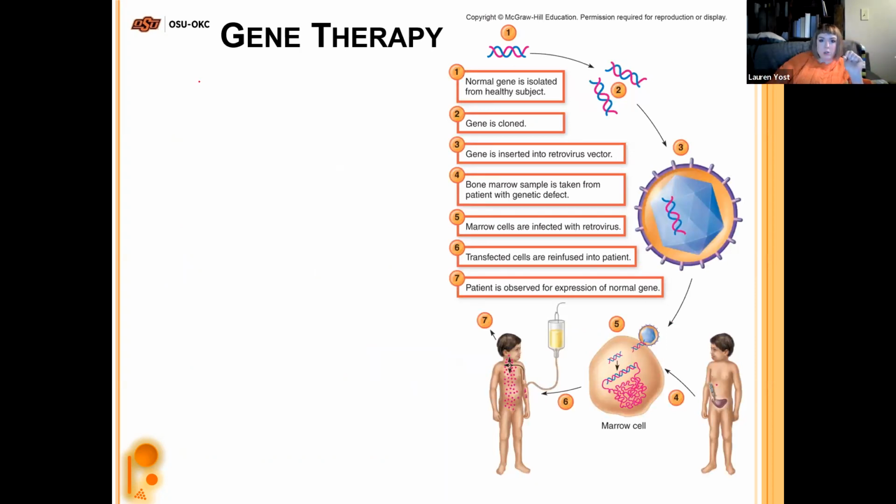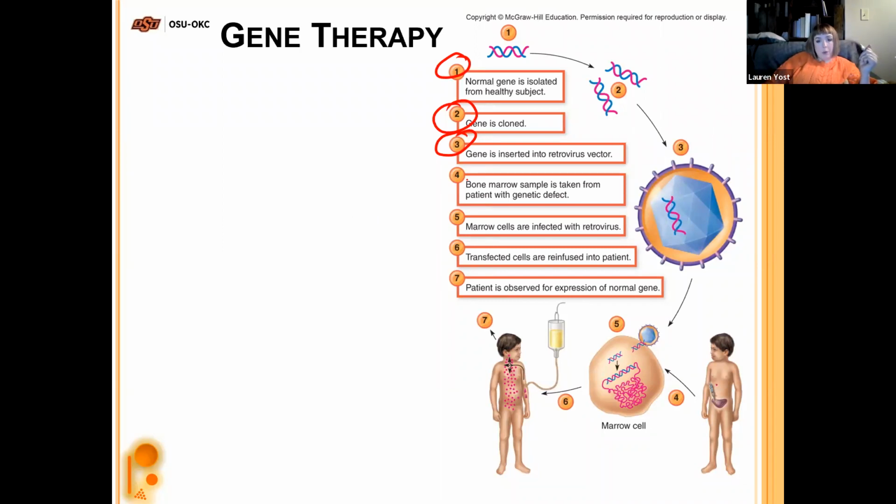So how would we do this? We would have a normal gene from a healthy person that we would isolate. We would clone it like using PCR, right? Amplifying the copies, put them into a retrovirus vector like HIV, hijacking its system and its ability to insert its genome into the host, right?